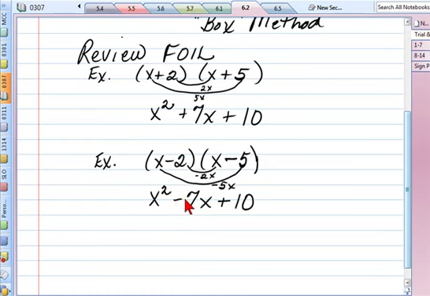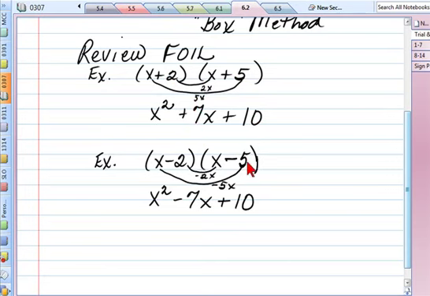Something else to notice. You have a 10. Does everybody agree that the last times the last got us the 10? But that the outers plus the inners gave us the 7. So what I hope you notice is 2 times 5 gave you 10, but 2 plus 5 gave you 7.